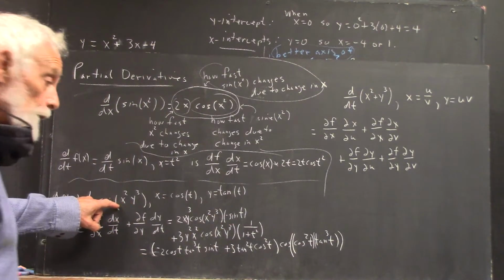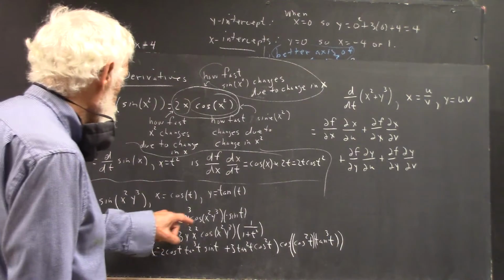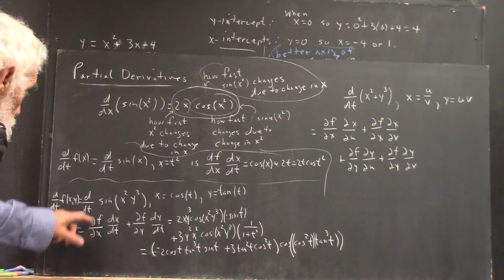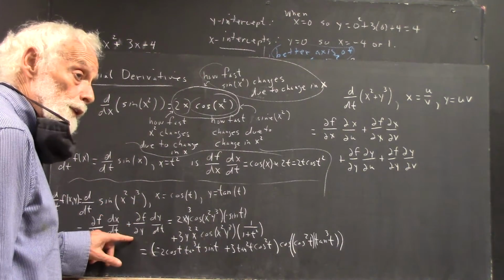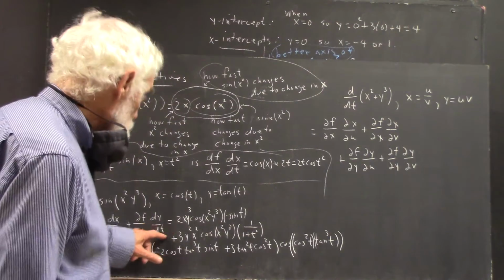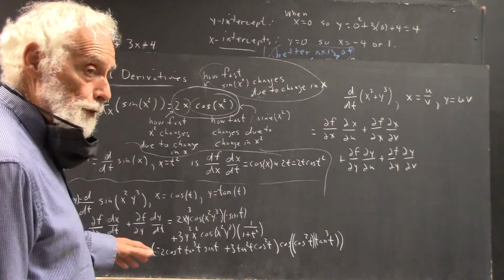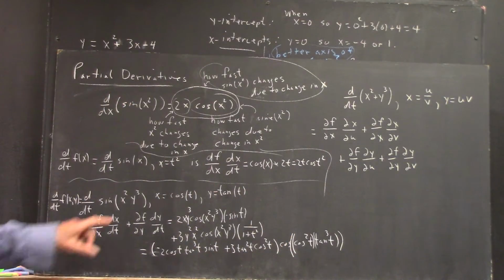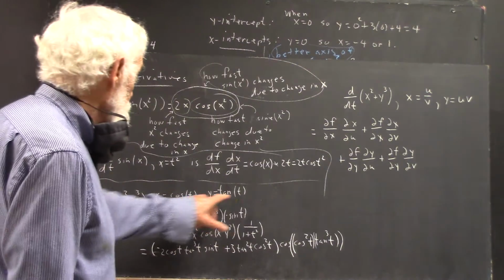And then if x changes, sine of x squared y cubed changes at the rate 2xy cubed cosine of x squared y cubed. That's your change in f with respect to x. But f also changes due to the change in y. And there's the corresponding term, and then we can write all of this in terms of the parameter t if we wish. Of course, we could have written this function totally in terms of t.